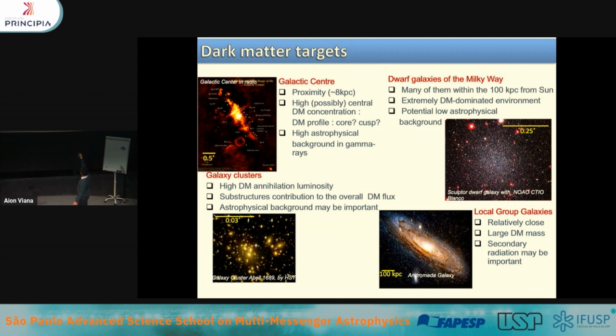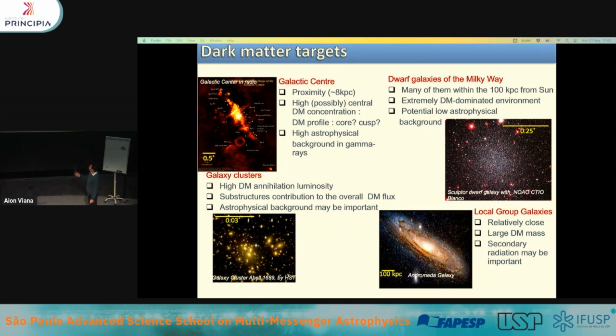We have dwarf galaxies. They are normally located within 100 kiloparsecs from us. They're extremely dark matter dominated environments. They're actually one of the only environments where we know that we have at least a factor of 10 or 100 or even 1,000 times more non-luminous or dark matter than visible matter. And they also have the advantage of not having any non-thermal emission. They don't produce gamma rays by themselves. There's no high energy phenomena happening there. So if you detect a gamma ray coming from a dwarf galaxy, that's another possible smoking gun for dark matter annihilation. Then we have galaxy clusters.